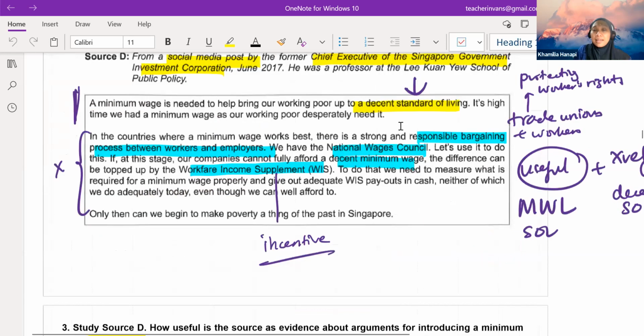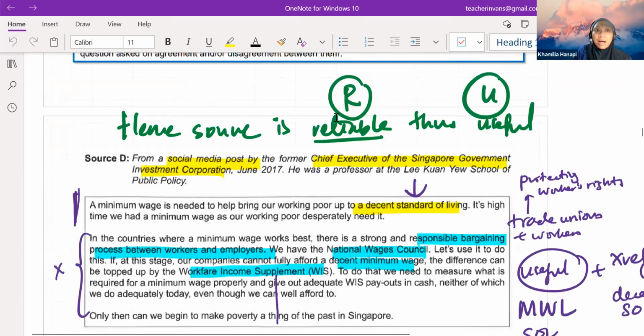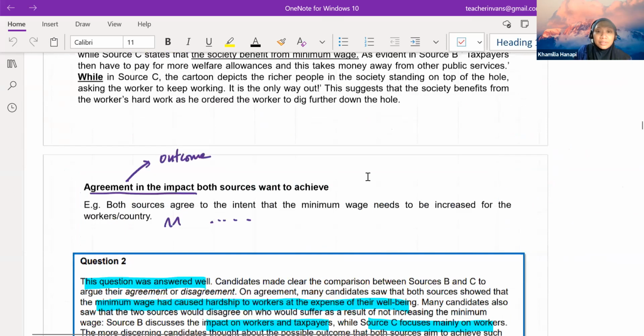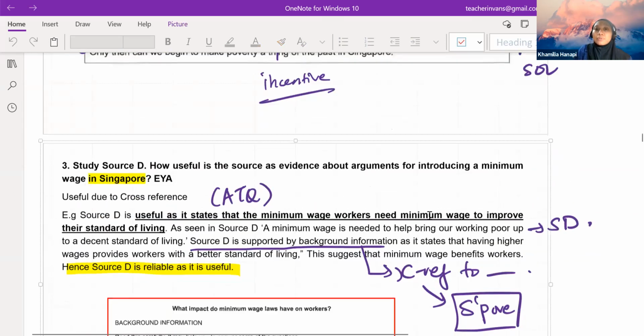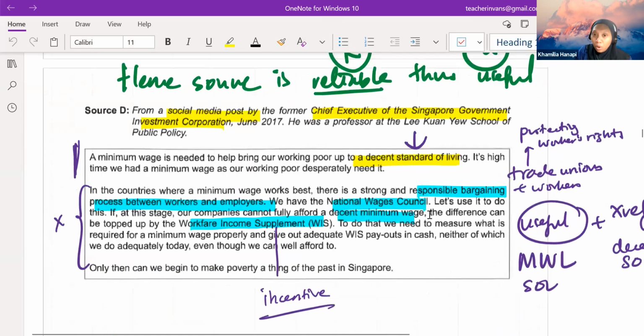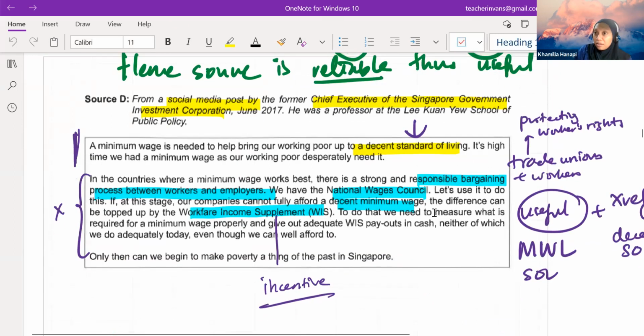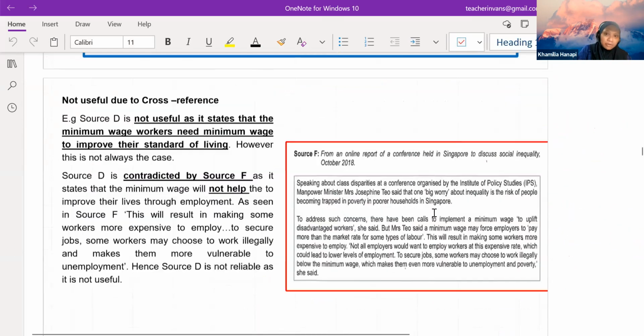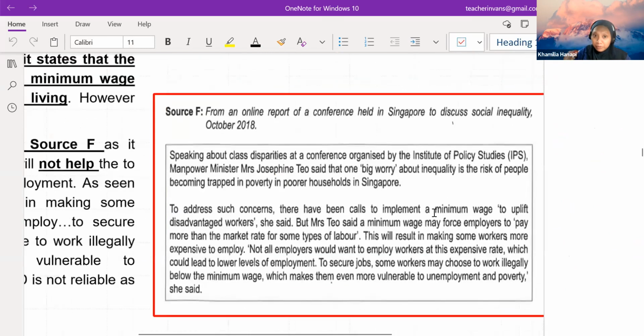Okay, he argues that. That is his argument because the question is about arguments, correct? So he says, I need this law because it will provide a decent standard of living. However, this source is not useful because when I cross-reference to source F, and if you look very carefully at source F, another person who is very, very important, the manpower minister, Mrs. Josephine Teo, actually says she has concerns. What are her concerns?